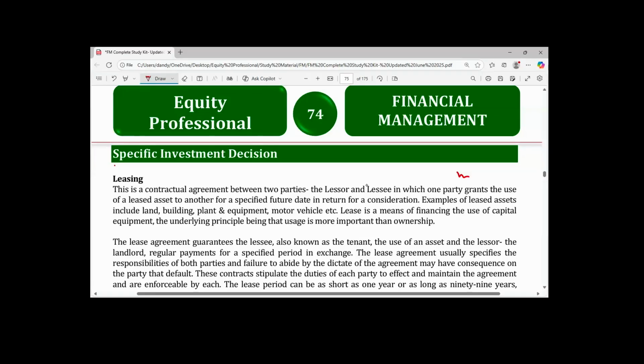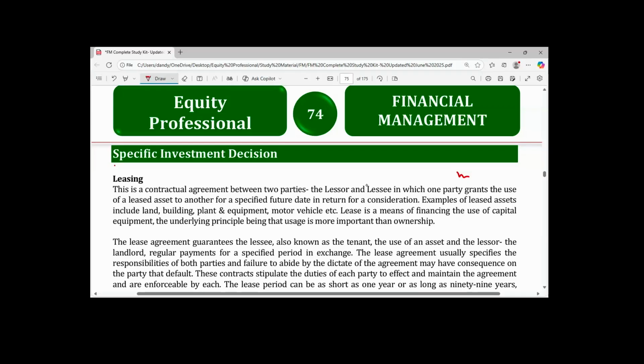Now, lease and hire purchase are sources of medium-term financing. You have done sources of finance. You have short-term financing, mid-term financing, and long-term financing. So lease is one of those. Lease and hire purchase is one of the sources of finance for an organization.